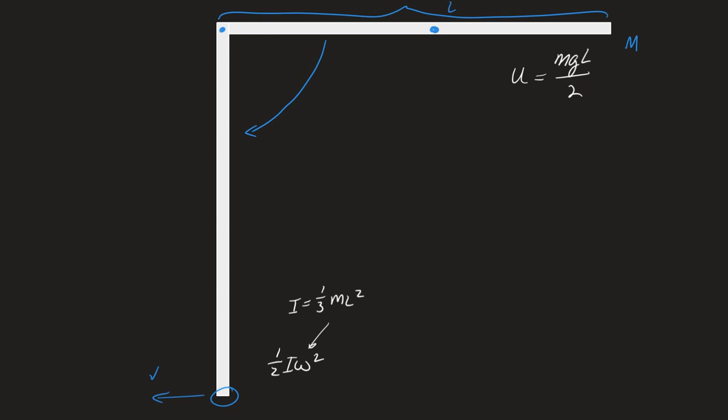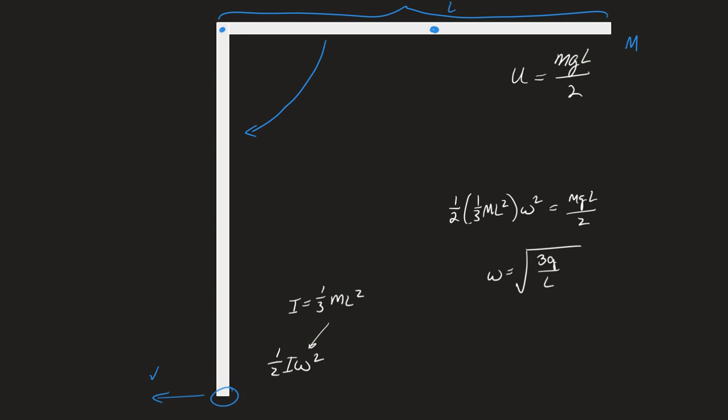It does appear as though we've come to a conclusion. Now, some of you didn't. So I'll say that you had to do 1/2, 1/3 ml squared times omega squared equals mgl over 2, and you're solving that for omega. That was your starting place. When you get that, omega equals the square root of 3g over L.